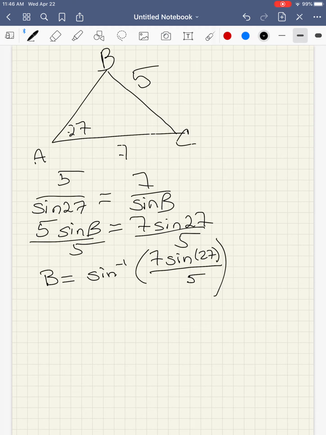So I'm going to put in second sine of 7 sine 27, close the parentheses, divided by 5, close the parentheses again. All right, so let me show you what we get.